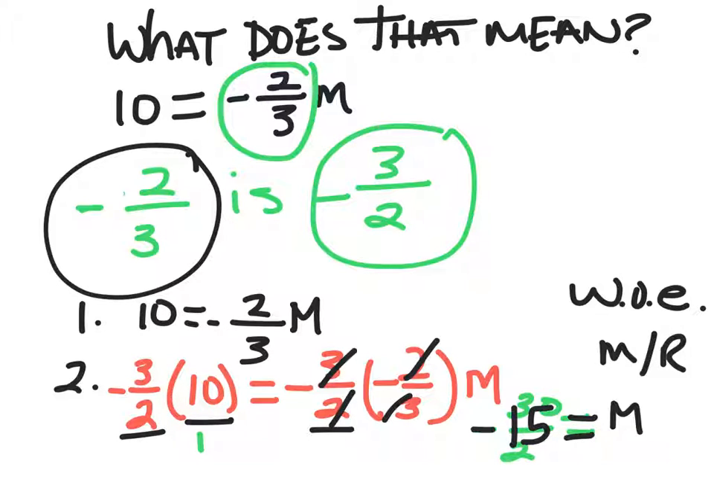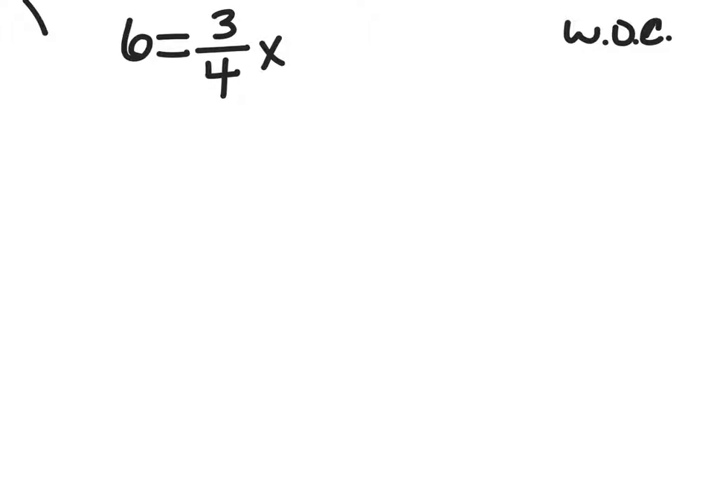So hopefully that wasn't too confusing how I did that. We'll try a few examples and see if it makes sense. So here's an equation, written right out: 6 equals 3 over 4 times x. The first thing we want to do is multiply both sides by the reciprocal.